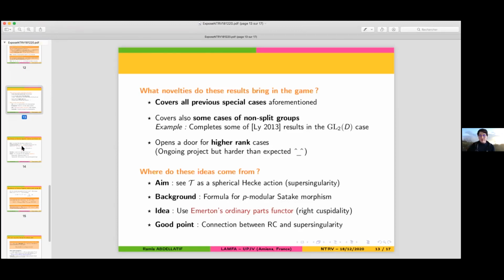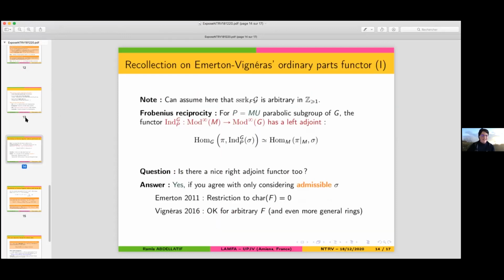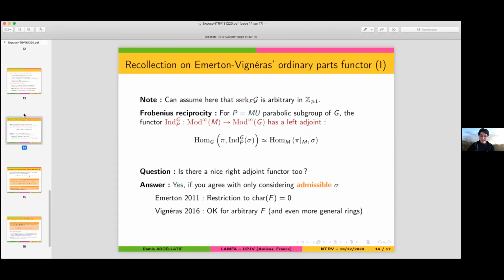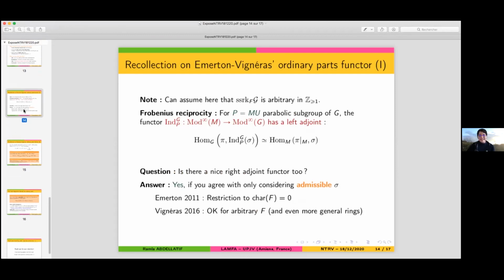So just in case you've never seen what an ordinary part is, I define it for you and explain where it's coming from. That's the last part of the talk, but I can assume that the rank is arbitrary, okay? So here the references are a paper of Emerton and a paper of Vignéras, okay? And the motivation is as follows.